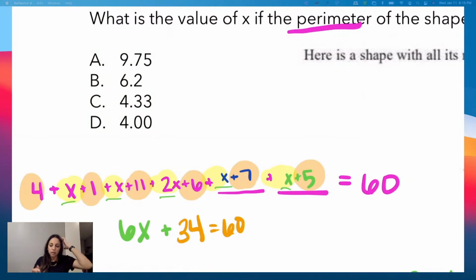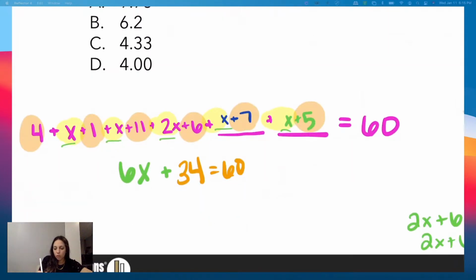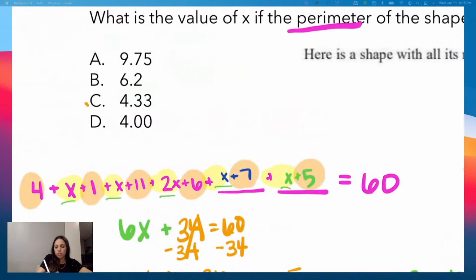Then I'm going to go ahead and solve this like an algebra problem. Subtract 34 from both sides. 60 minus 34 equals 26. So I have 6x equals 26. Divide by 6 on both sides. X equals 4.3 repeating, which is C.